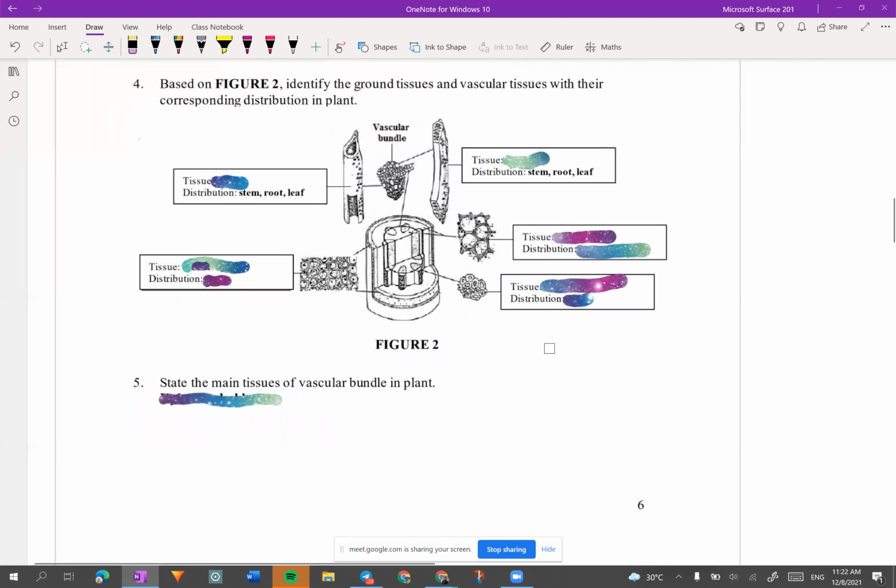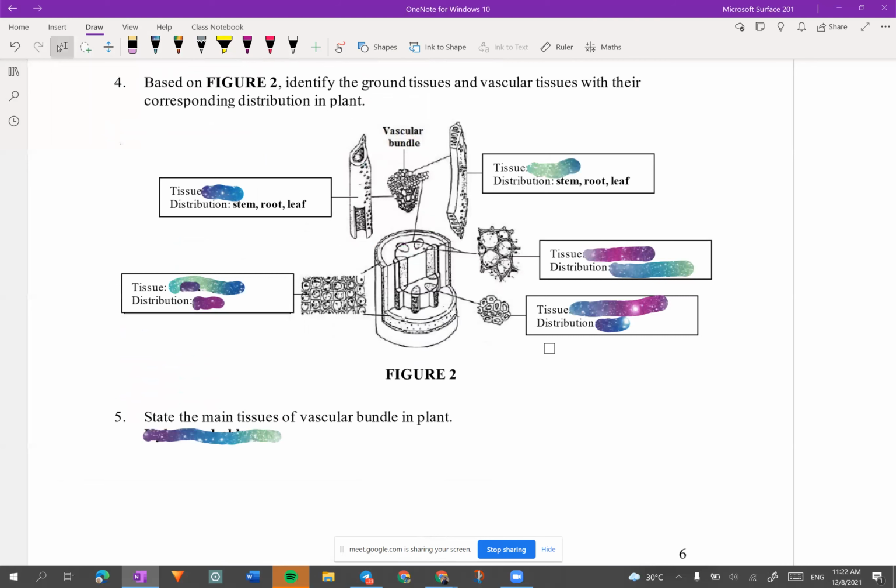So that one boring. Yang ni saya rasa lagi best sikit. Okay. So here we have the ground tissue and vascular tissue with their corresponding distribution in plant. Okay. Kalau ground tissue kita ada 3 saja, okay, which is parenchyma, collenchyma dengan sclerenchyma. While vascular tissue adalah xylem dengan phloem.